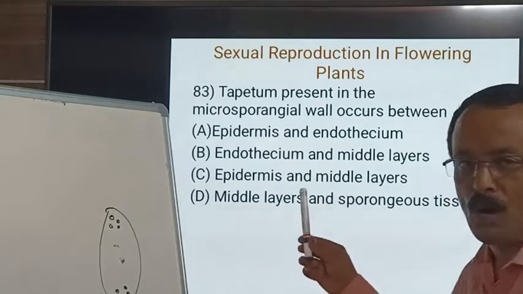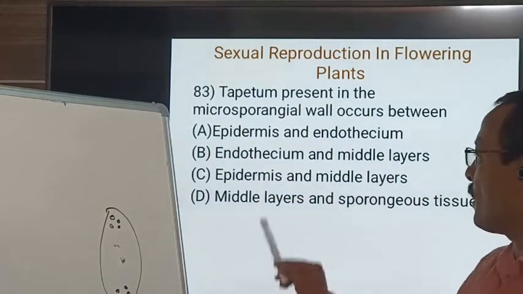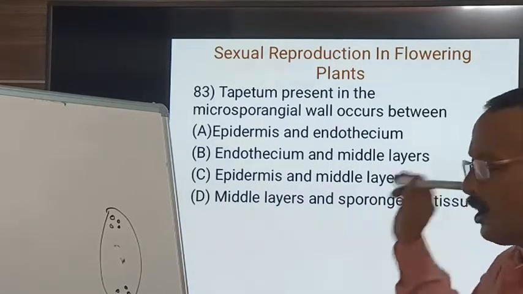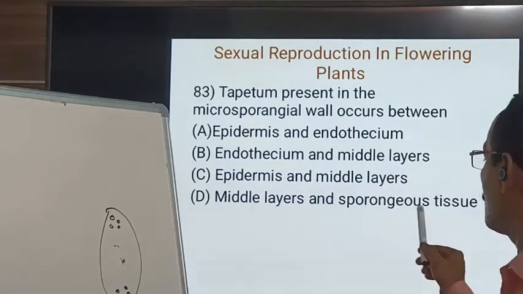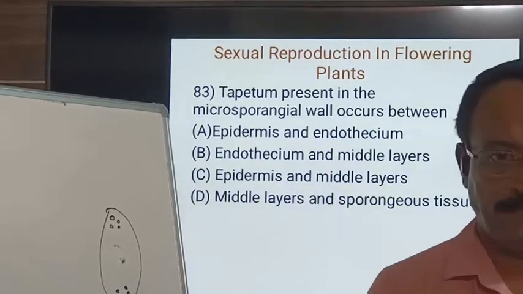Let us check the options. Option A, epidermis and endothecium, no. Endothecium and middle layer, no. Epidermis and middle layer, no. Middle layer and sporogenous tissue, this is the right option. So D is the correct answer.